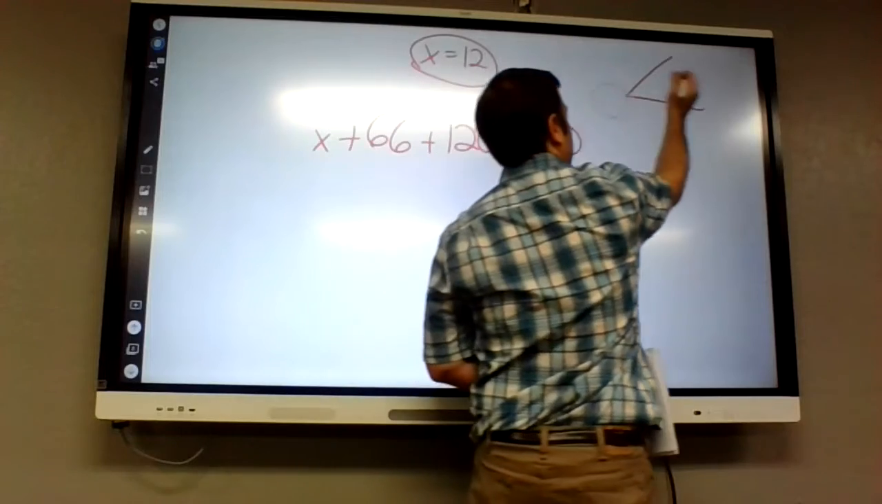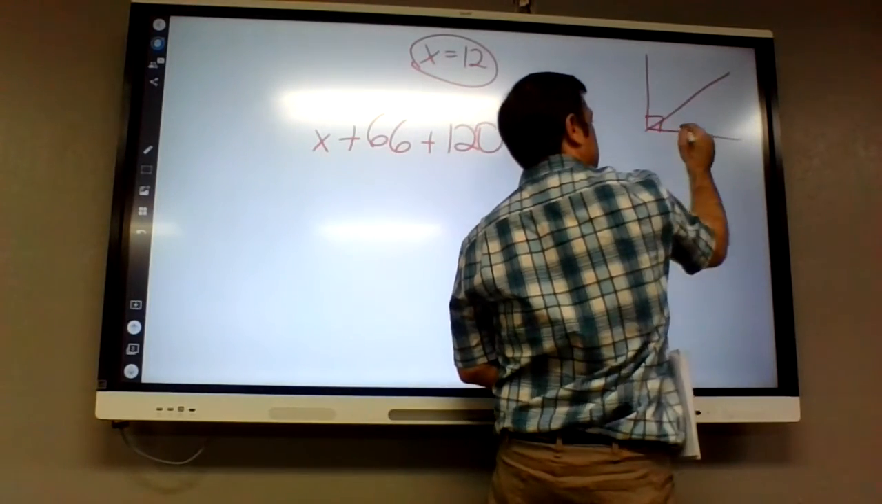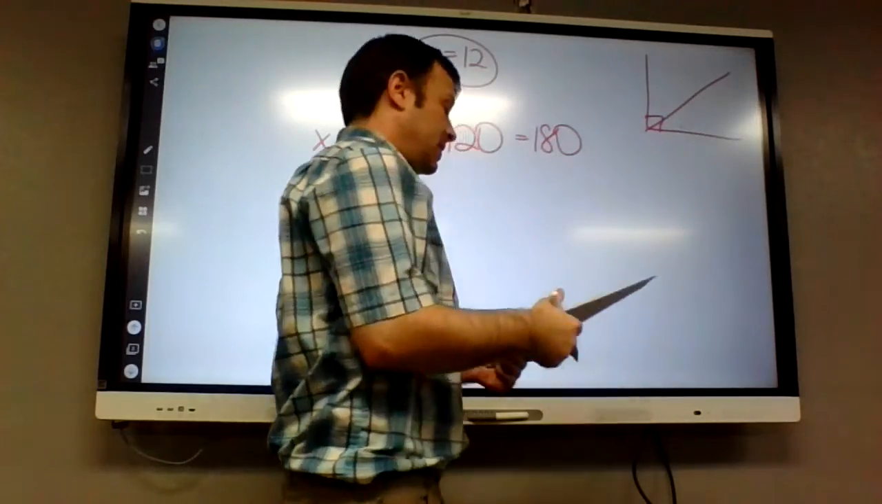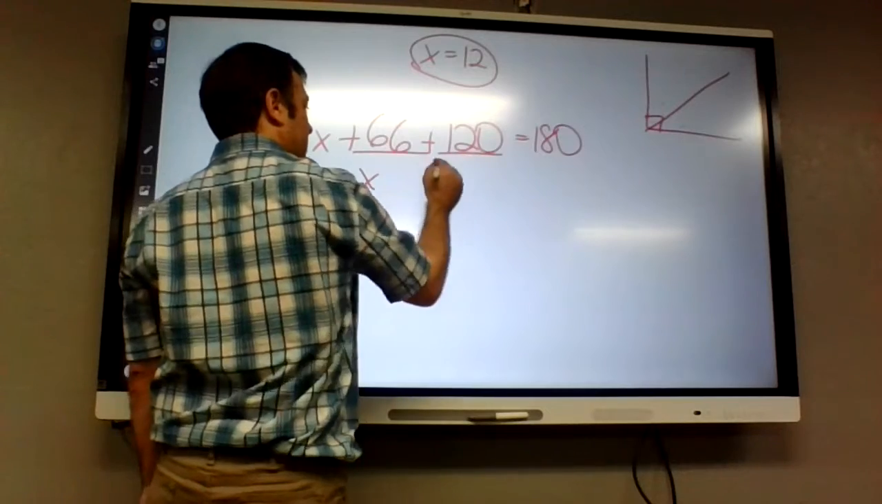No. It wasn't a linear pair. It was this. They add up to 90. Those two add up to 90. Anyways. These two add together.